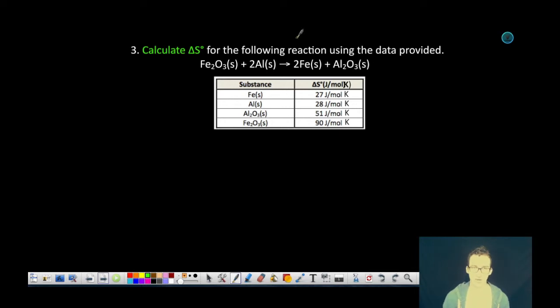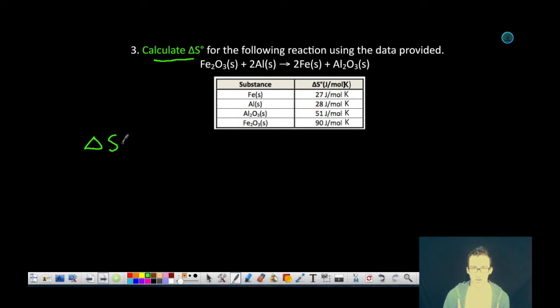So as you look at this first one, we're asked to calculate the entropy change for the following reaction using the data provided. As you look at this one, you try to sort of qualitatively do it. It's a little bit tricky to do because we've got solid state forming solid state. So it's going to be a little difficult to do just qualitatively, much like in that last example, part C. In this particular example, though, we are given entropy values for each of the things in the equation.